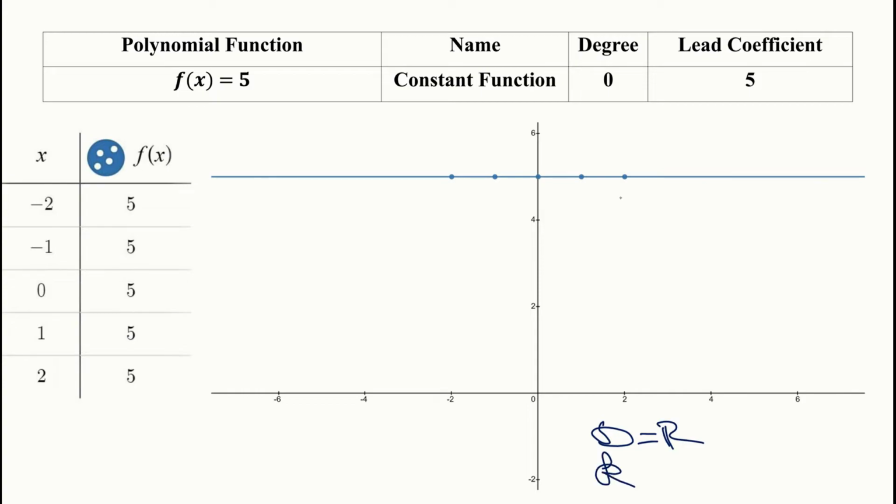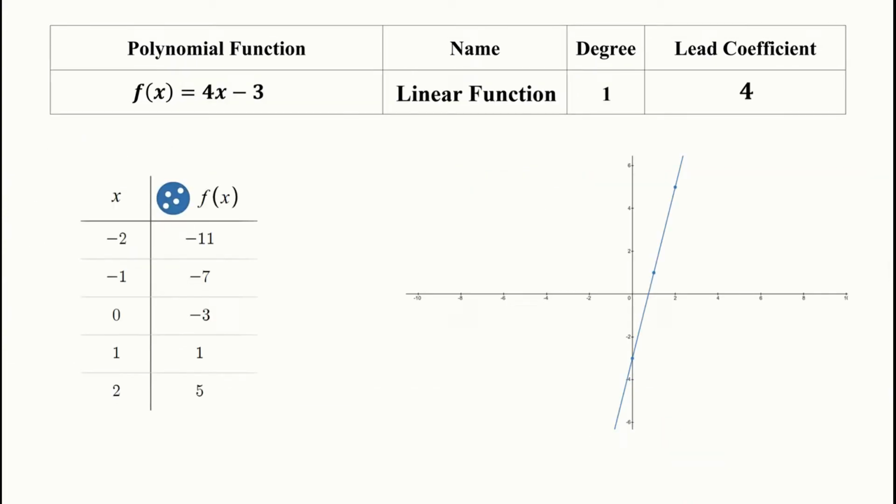And for the range of this function, a very limited range, there's only one output, so it's just a single number, 5. The only y value that is available for the outputs of this function. Next, we have a linear function, f of x equals 4x minus 3. Here, of course, the degree is the exponent of the variable, 1, and the lead coefficient is 4. And here's a graph of the linear function, which we're all too familiar with.